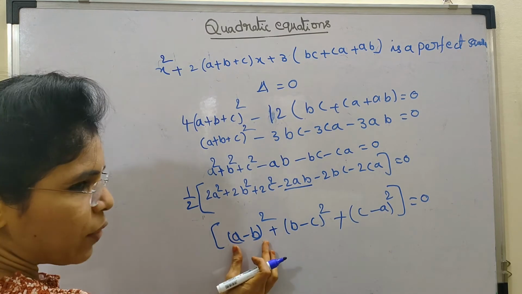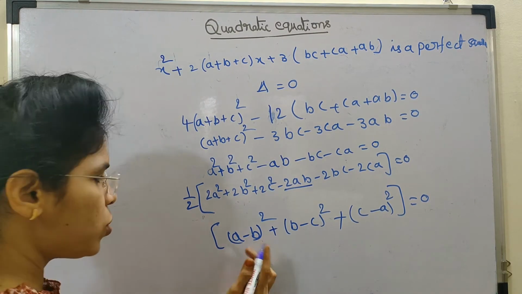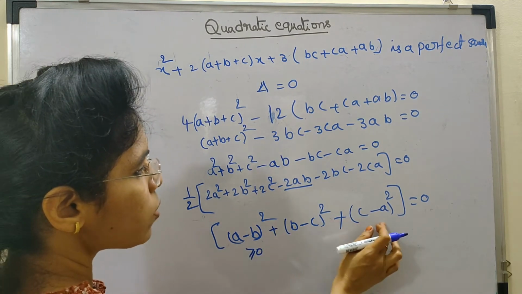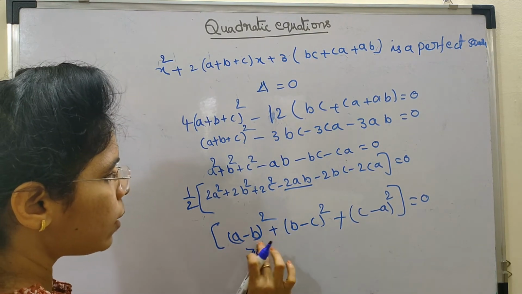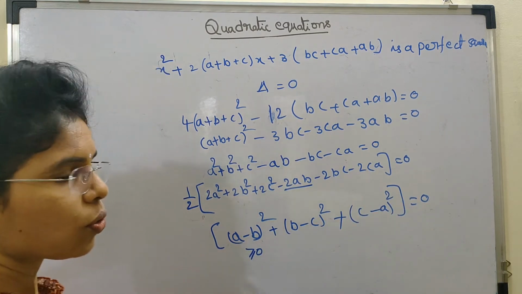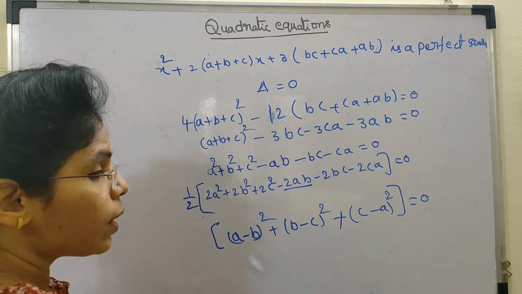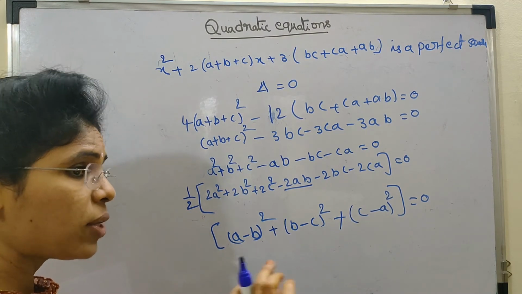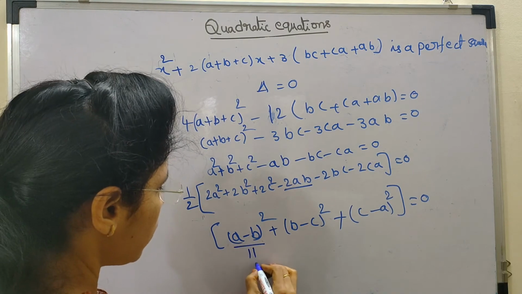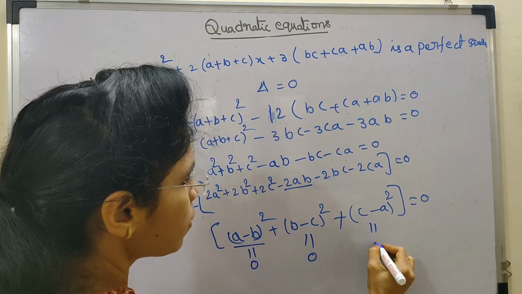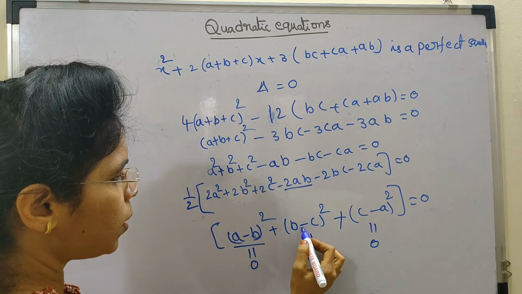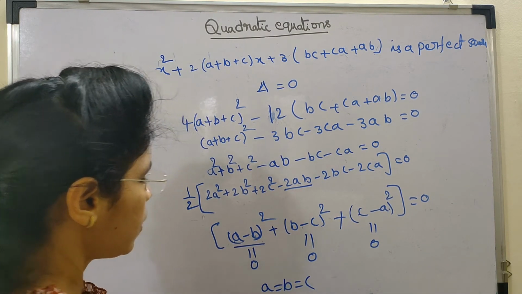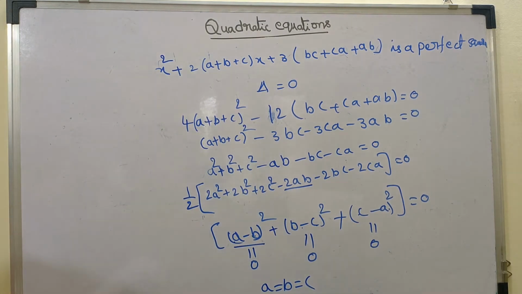Here each is a perfect square, always greater than or equal to 0. The sum of three non-negative numbers is equal to 0 only if each number is 0. So it should be 0, it should be 0, it should be 0. Here you get a is equal to b, b is equal to c, c is equal to a. So what is the relation between a, b and c? a is equal to b is equal to c.